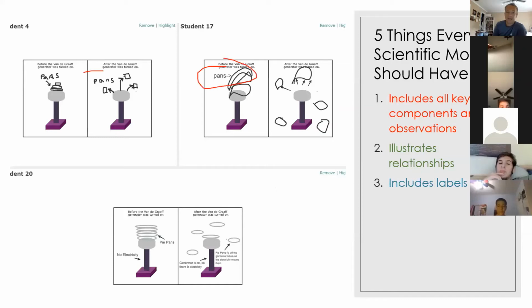Pans, no electricity. Those are all good labels. Okay, so your model should include labels of some sort. All right. The fourth thing should be neat and organized as much as possible.